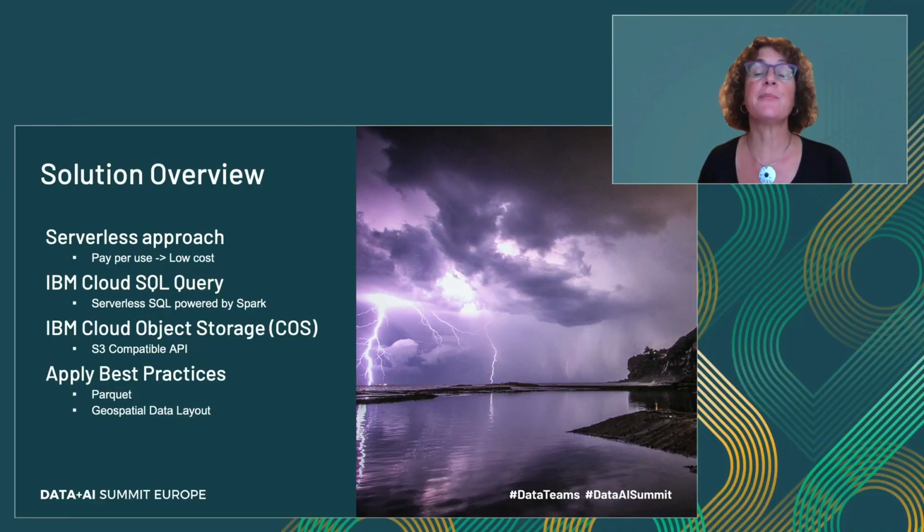We achieve low cost using a serverless approach. The key point is that compute and storage are separately managed services, which means we don't need to pay for compute when there are no queries. For compute, we use Cloud SQL Query, which is powered by Spark. For storage, we use Cloud Object Storage. And the key advantage of object storage is unlimited capacity at low cost. In addition, we apply best practices such as using Parquet and applying geospatial layout.